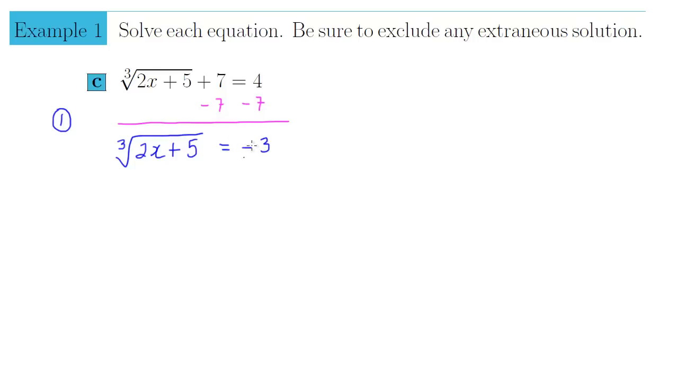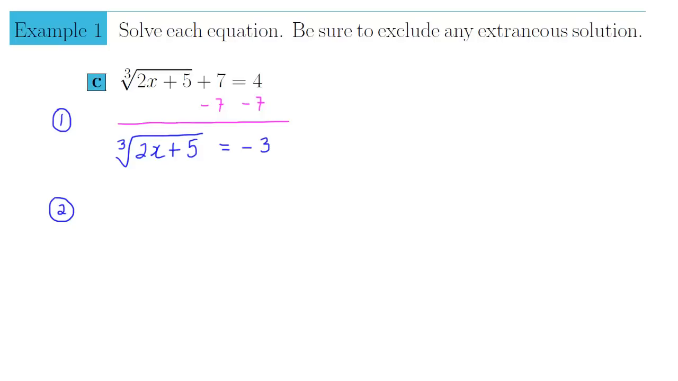Now you might be alarmed about this negative, but don't be. Okay, it's a cube root. Cube roots don't have issues with negatives, right? So this isn't going to be a problem. Right, so we've done step 1, we've isolated the cube root. Step 2 says we need to raise both sides to the third power. Since this is a cube root, we have to cube both sides.